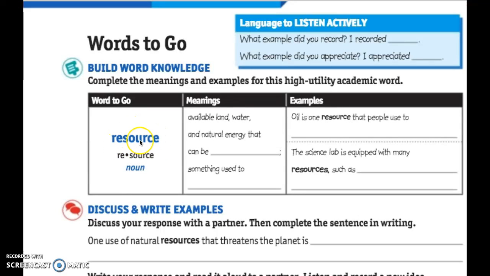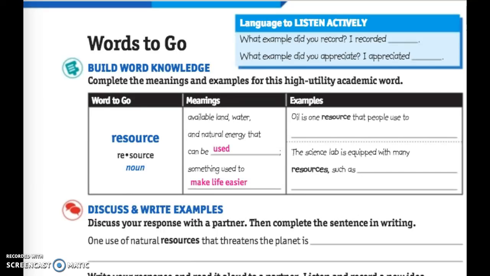So this word resource isn't just used when talking about plastic pollution, but it's used in many different subjects and classes in school. So let's go ahead and start here. First off, it's a noun. Remember, noun is a thing, right? Person, place, or thing. It says available land, water, and natural energy that can be used, or something used to make life easier. So it's always nice to have a resource, right?